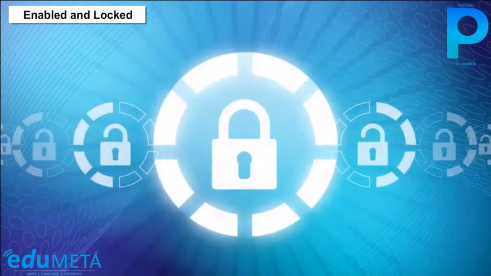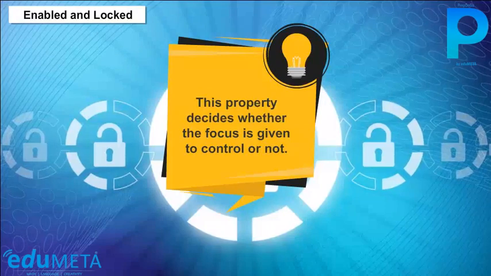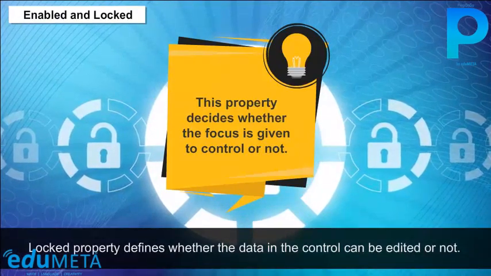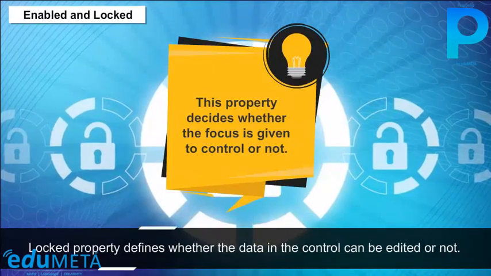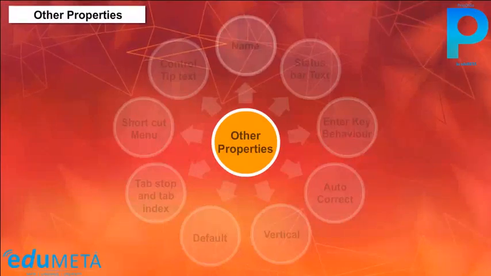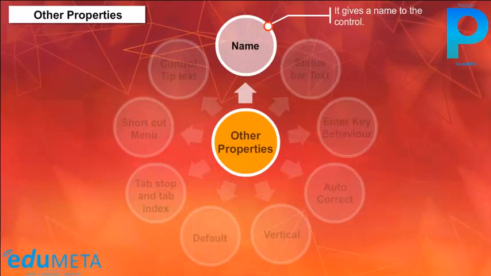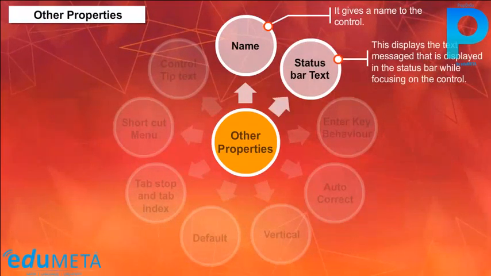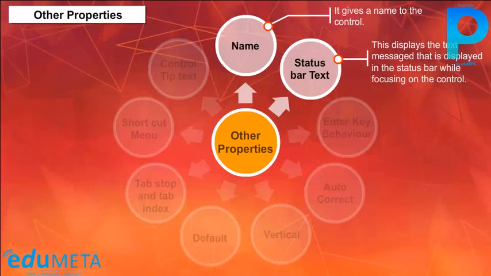Enabled and locked. This property decides whether the focus is given to the control or not. The Locked property defines whether the data in the control can be edited or not. Other properties. Name. It gives a name to the control. Status bar text. This displays the text message that is shown in the status bar while focusing on the control.